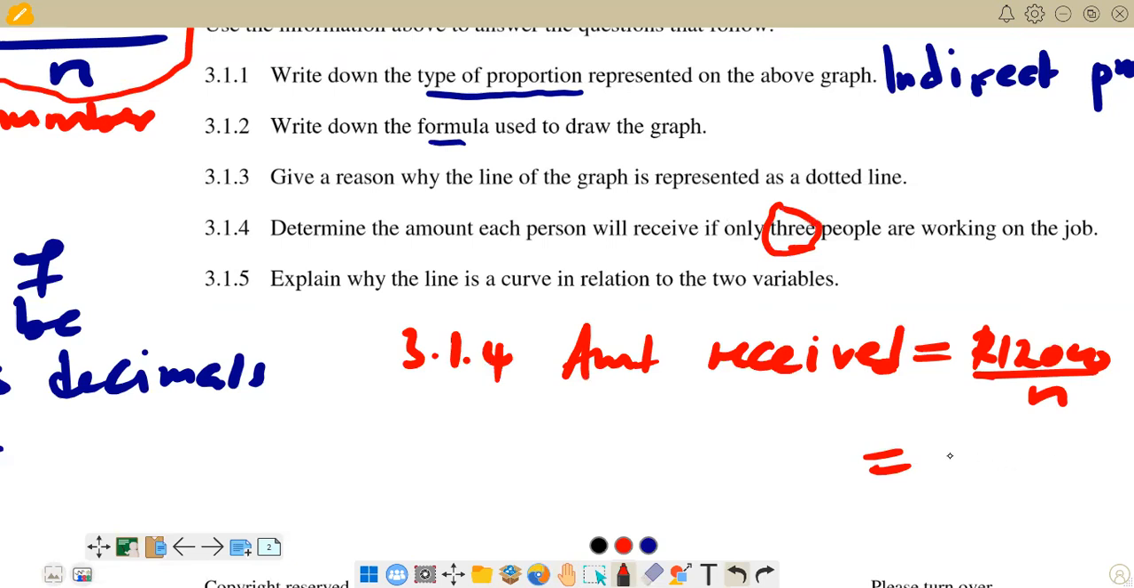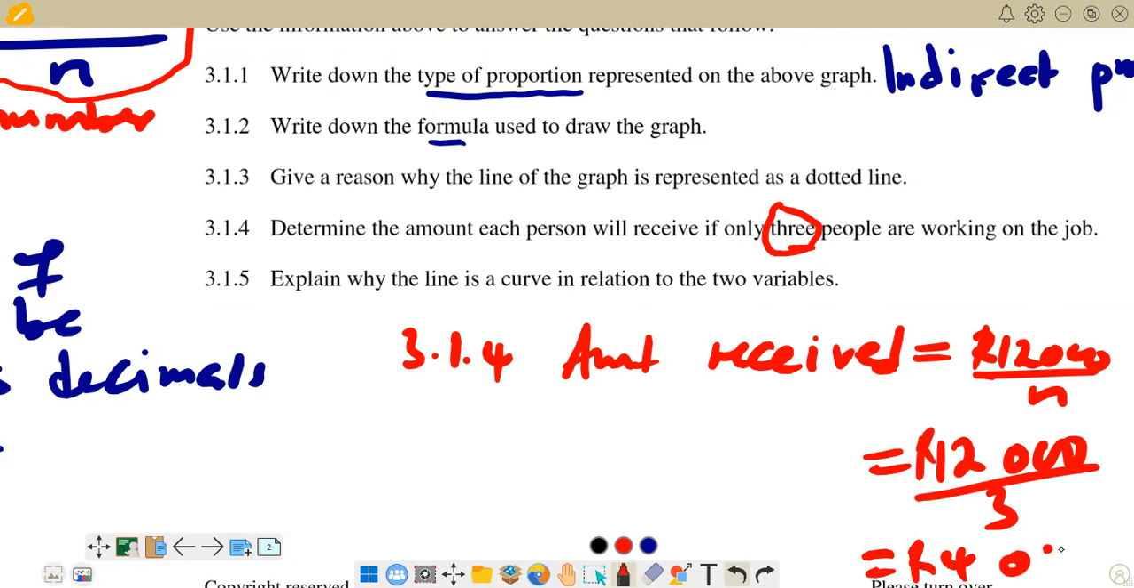So what we are saying now is 12,000 rands as our numerator here, and then obviously we substitute our n with 3. So what do we get there? 3 into 12,000, you get 4,000 rands. So that's what we have in terms of 3.1.4.